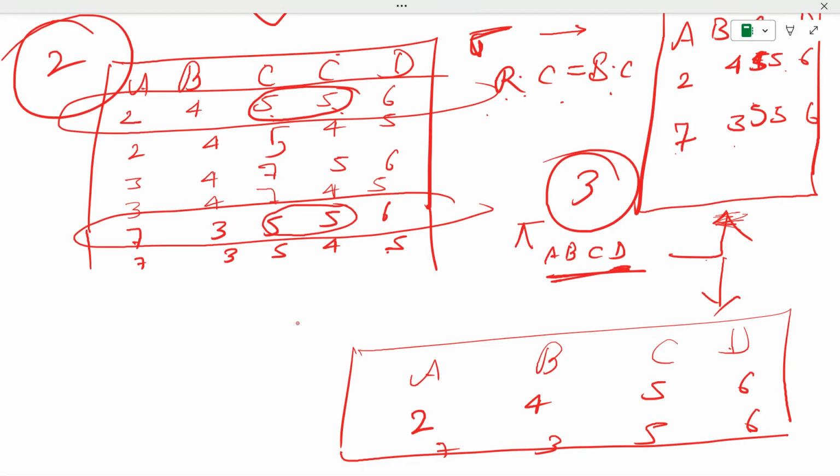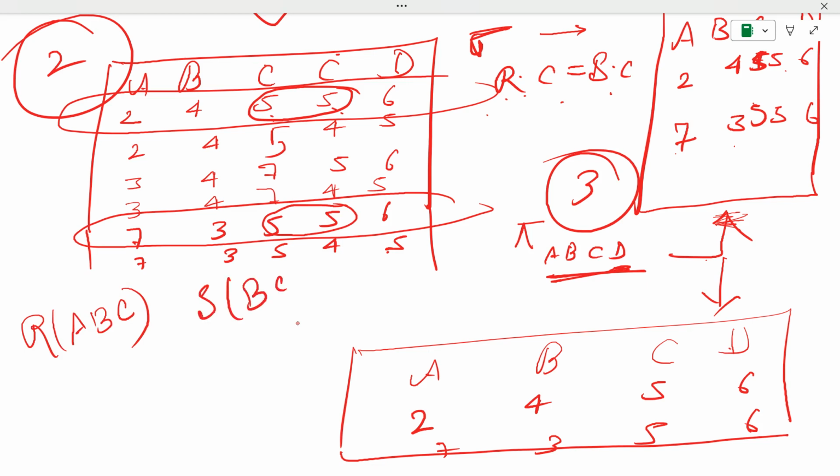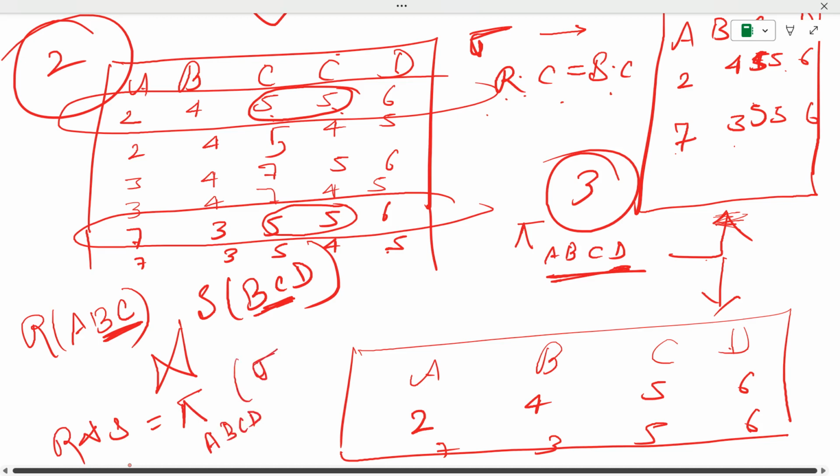And yeah, we can write something like, if we have a relation R, and R consists of attributes A, B, C, and S consists of attributes B, C, D. So if we have the common attributes B and C both, and we are taking their natural join, the natural join of R and S will have the attributes A, B, C, D, and here we will be applying the condition R.B is equal to S.B, and R.C is equal to S.C, and then we are doing the cross product of R and S, right, like this.